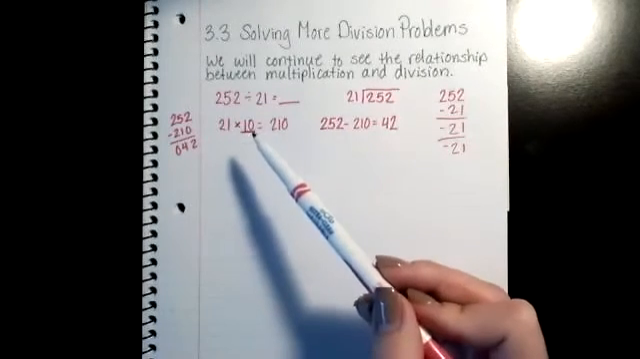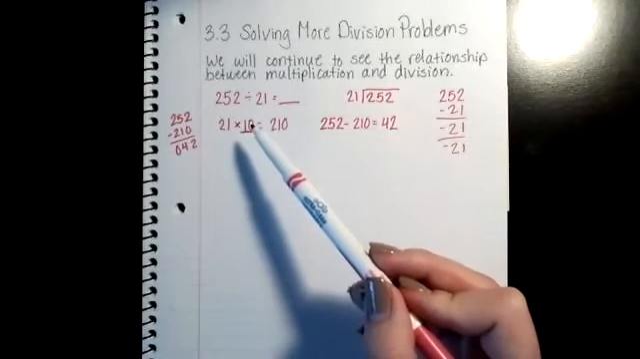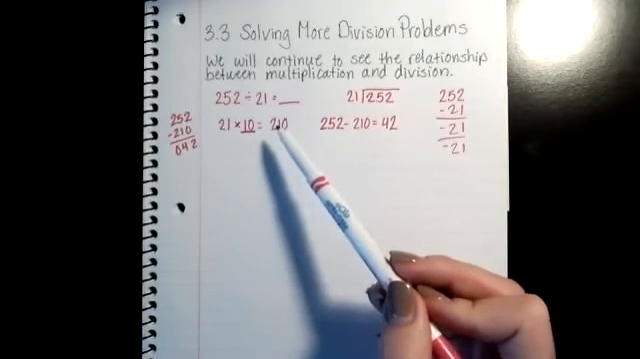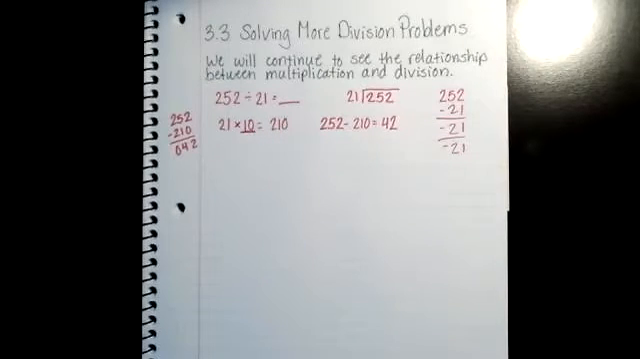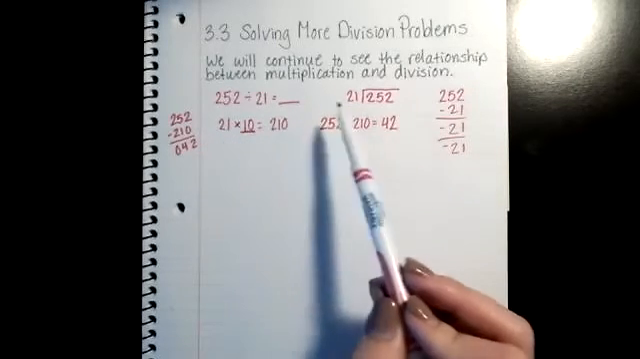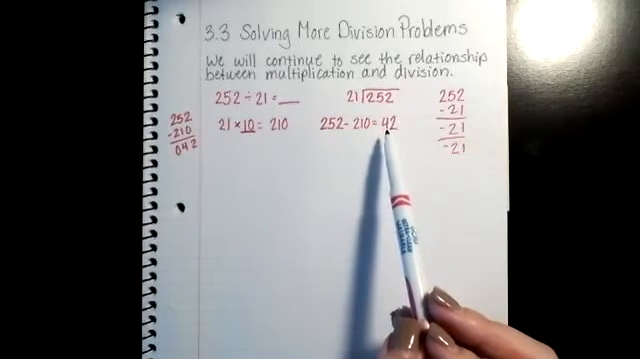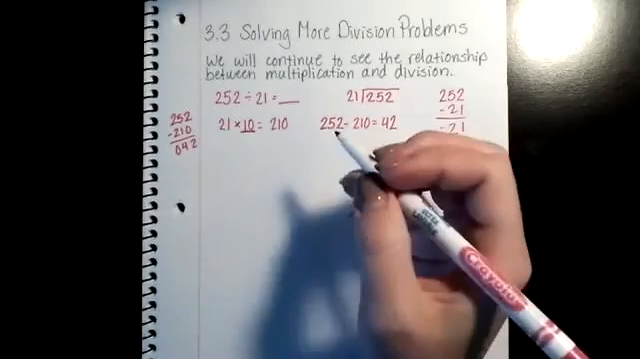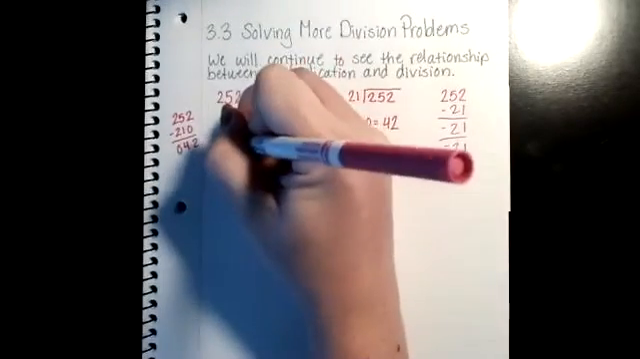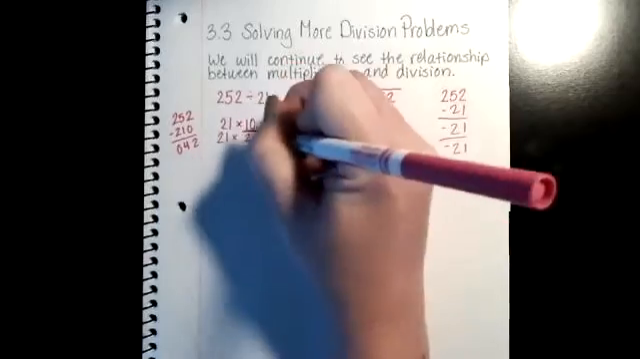I could think about half of 10, which would be 5. So that would be half of this, half of 210. In my head, I know that's going to be 105. That's still too big. So I'm going to just try a much smaller number. I know 21 times 1 just by itself is going to be 21. I'm going to try and do 21 times 2. See what happens there.